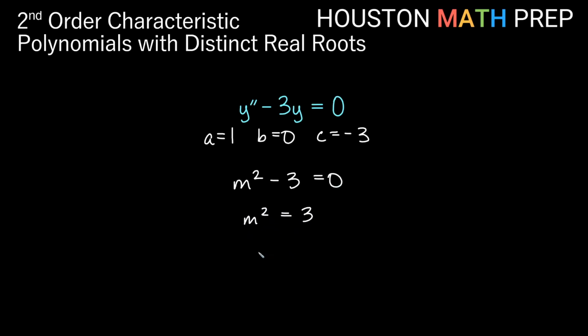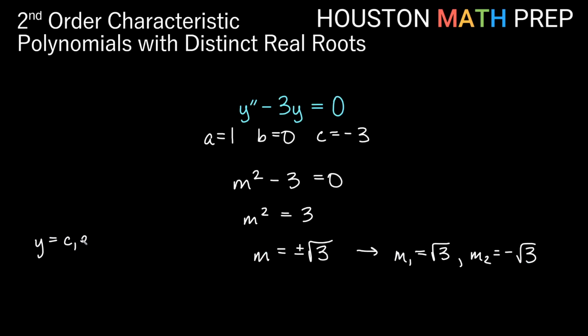And taking the square root of both sides, we would get that m is equal to plus or minus the square root of 3. Remember, that tells us actually two distinct m values, right? So that tells us the first m value is positive root 3, and that tells us the other m value is negative root 3. If we go ahead and write our solution based on those, then we'll get that y is equal to some constant multiple of e to the square root 3x plus some constant multiple of e to the negative root 3x.